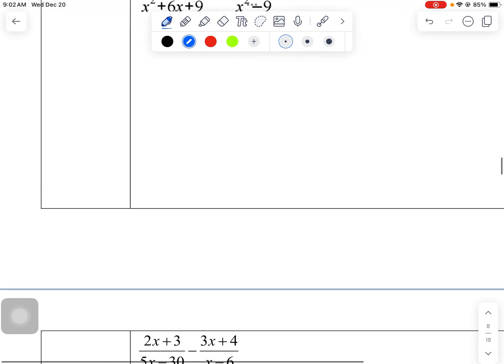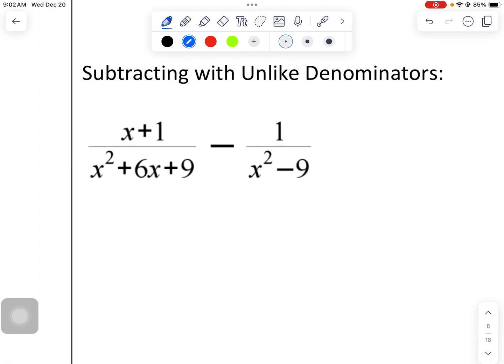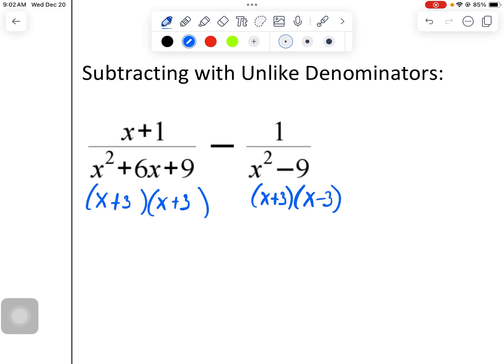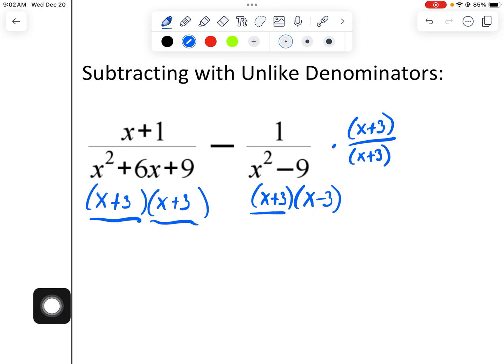Okay, just a couple examples left here. This one, factors of 9 that add to make 6 are 3 and 3. So it's going to be x plus 3, x plus 3. And then on this one, x squared minus 9 is a difference of squares, so it's x plus 3, x minus 3. Now notice, we do have an x plus 3 twice. We have one of them over here, but we still need an additional x plus 3 when we multiply. So we're going to get a really big denominator. And then on the left side, we're missing this x minus 3, so that's what I have to multiply by over here.